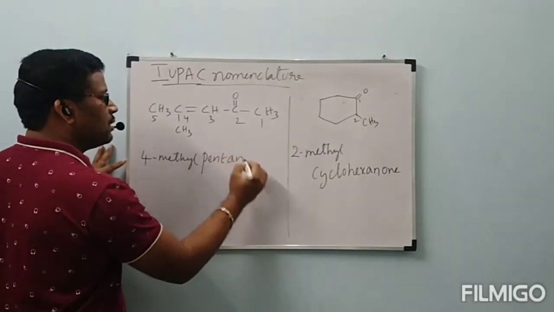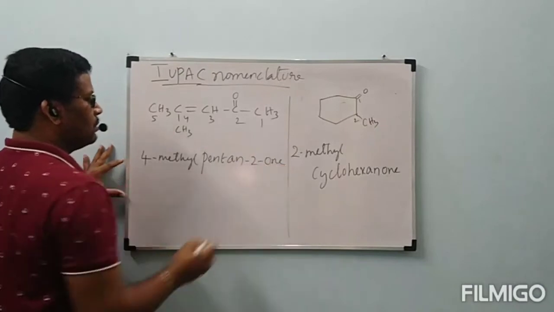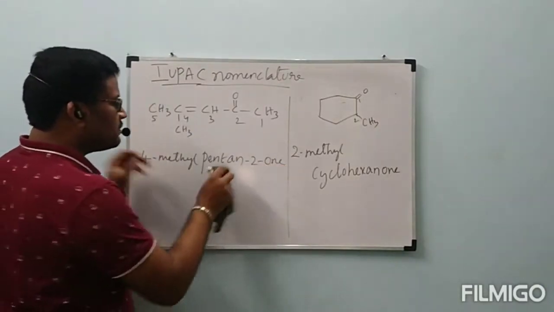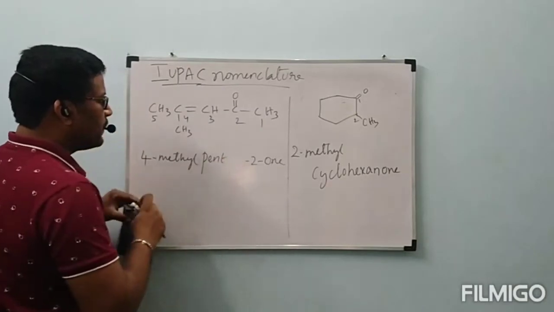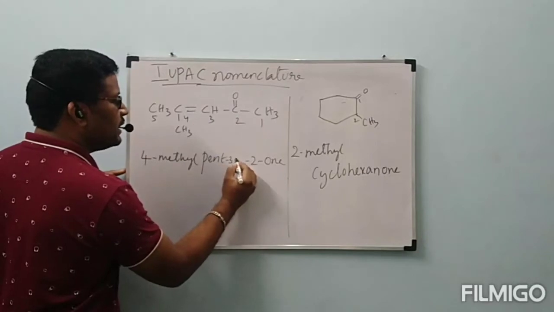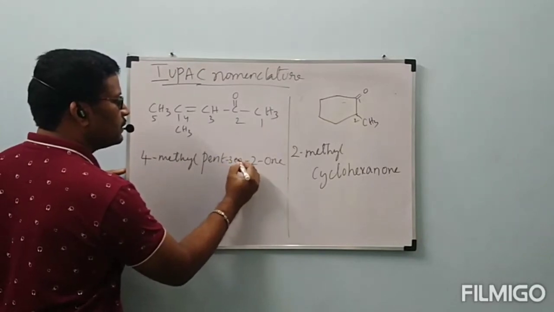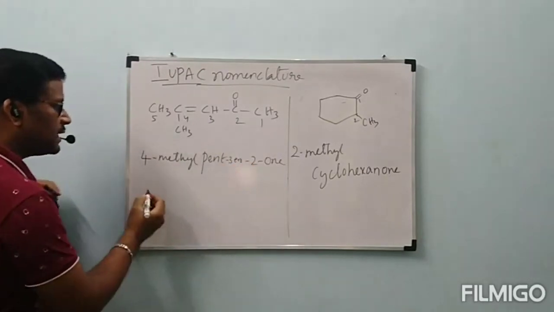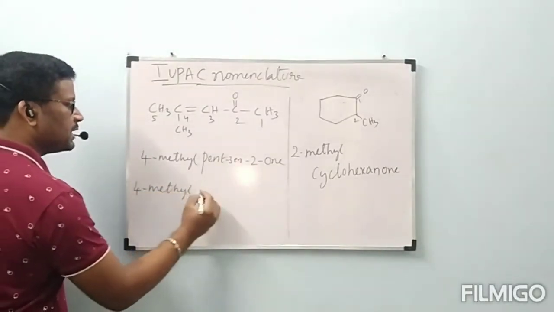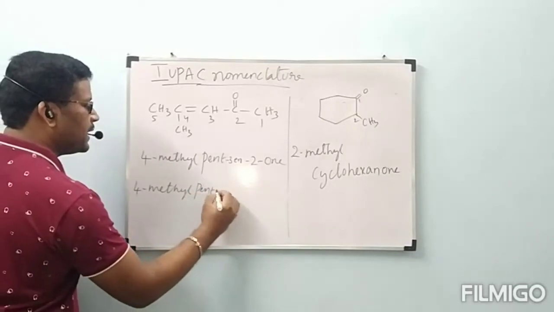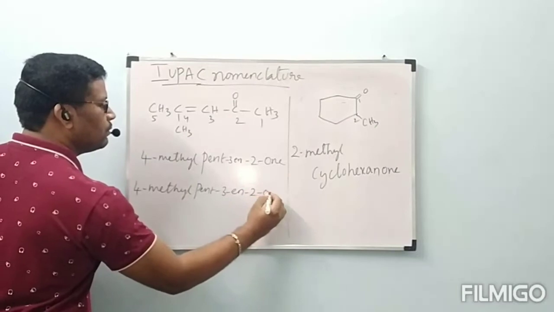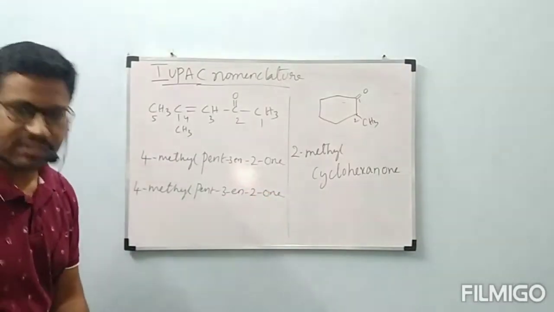And 2 O. Sorry, the double bond is there. The double bond means we have to consider it in pent. That double bond is present on which carbon? 3. Pent 3 ene. I am writing the name again: 4 methyl pent 3 en 2 one. This is the name of this compound.